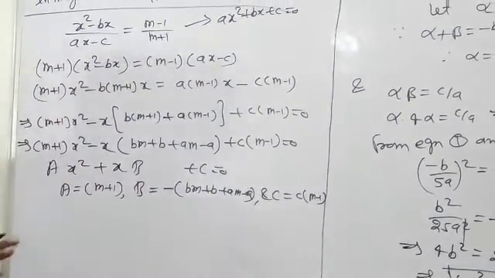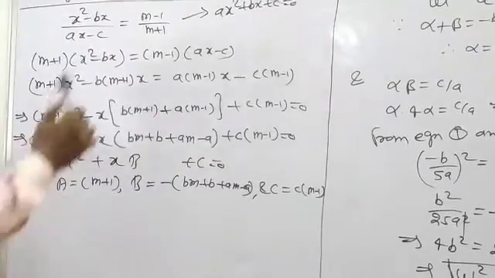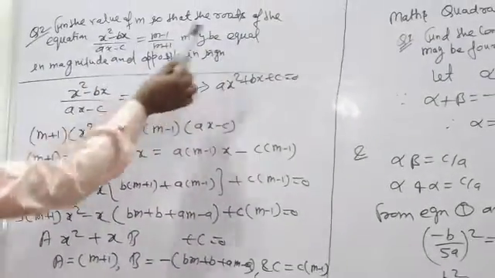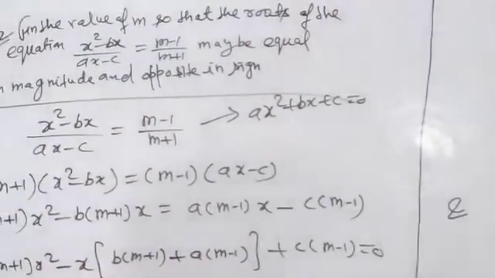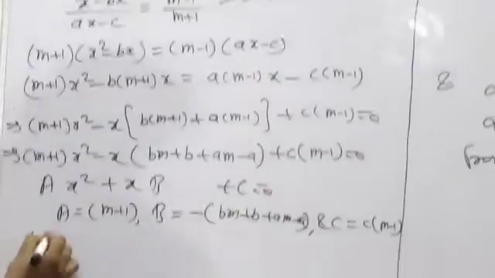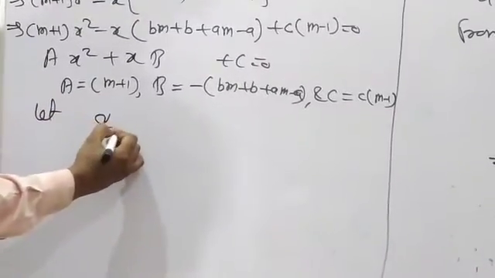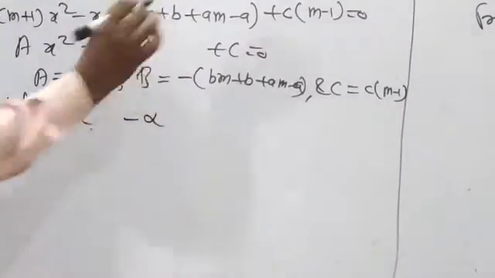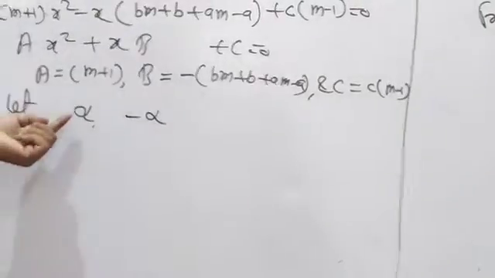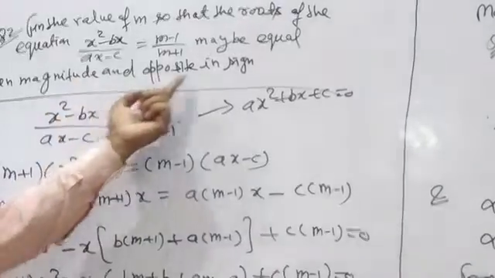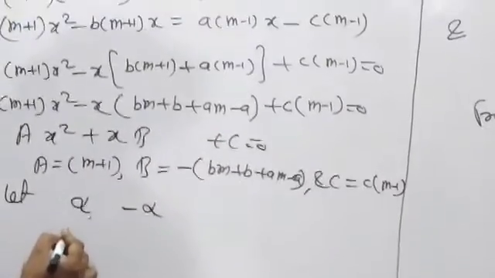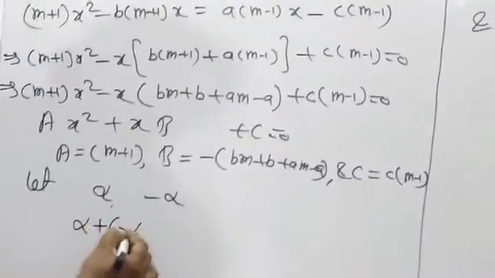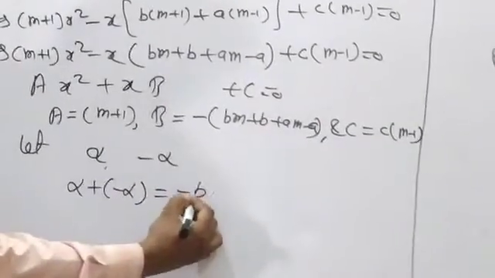Any problem? Very good. Now, the roots may be equal in magnitude and opposite in sign. Clear? Then if alpha is alpha, then beta is equal to what? Minus alpha. Why? Alpha means equal in magnitude and opposite in sign. According to the condition, since alpha plus beta is equal to minus b by a.